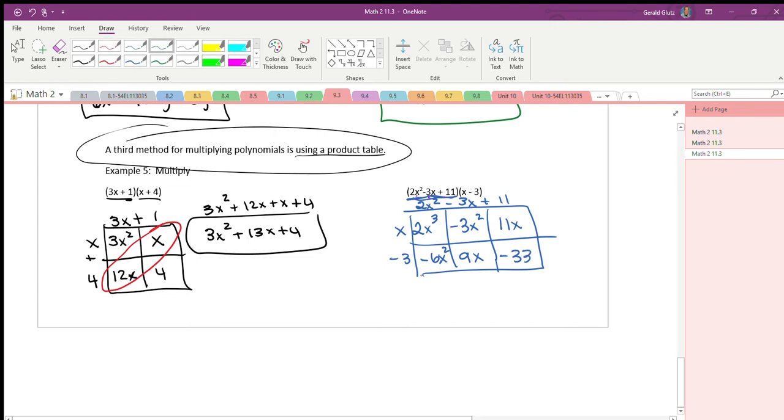So if you look, you can see that these are like terms, these are like terms. To get our answer, we just add up everything in there. So if you want to combine the like terms right away, you can, or you can do it separately. So 2x cubed, I got a negative 6x squared and a negative 3x squared. So if I combine those, I get negative 9x squared. 11x and 9x, if I combine those, I get 20x. And then minus 33. And that's your answer.